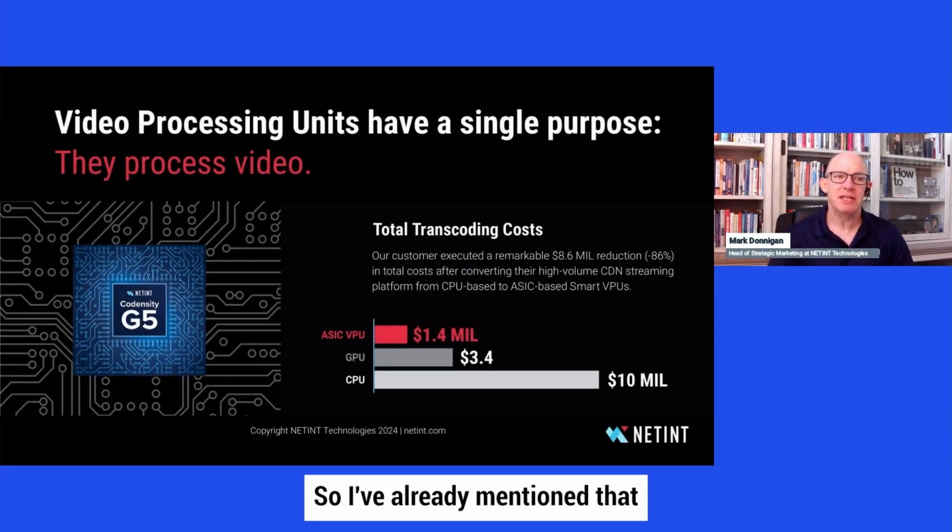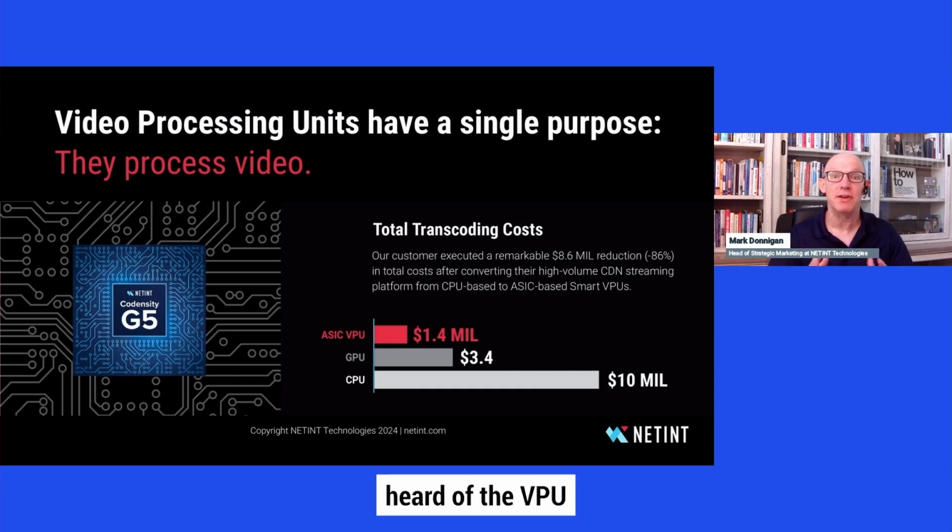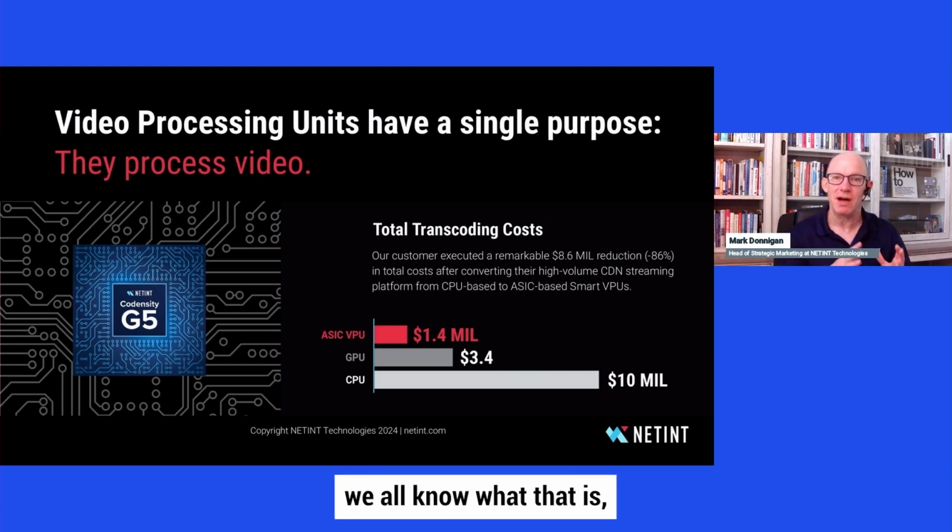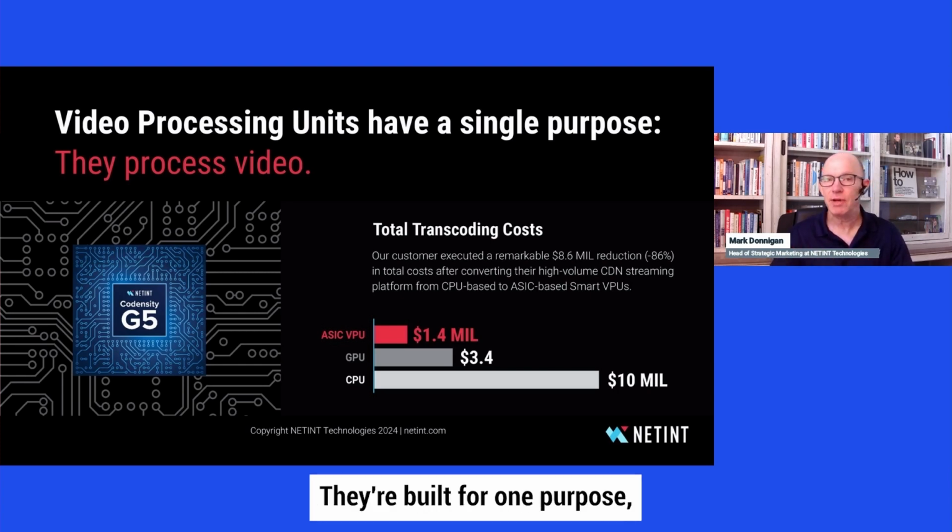So I've already mentioned that our whole approach is video processing units, VPUs. That is the category name that we're really pioneering. It's beginning to take off. Maybe some of you have already heard of the VPU, or maybe a colleague has said, "Hey, we need to look into VPUs." So you have GPU. We all know what that is, and now we have VPU, video processing units. They're built for one purpose, and that is to process video, and to process very, very high quality video.